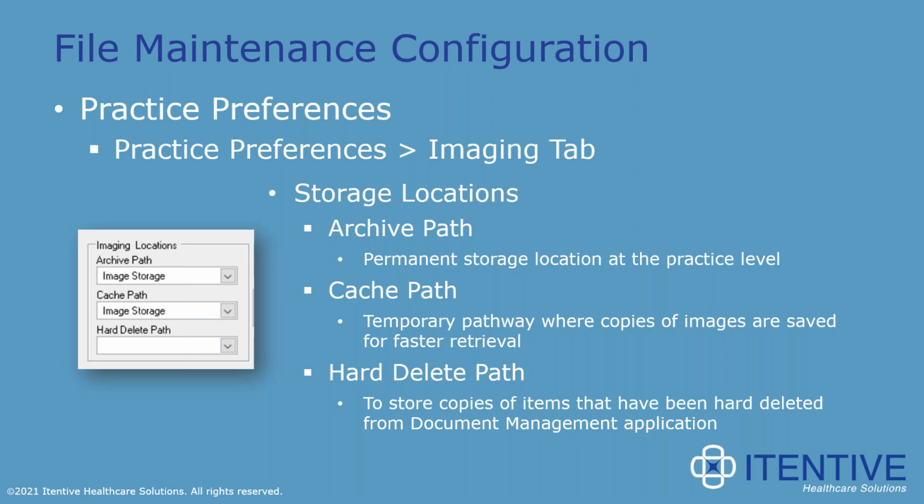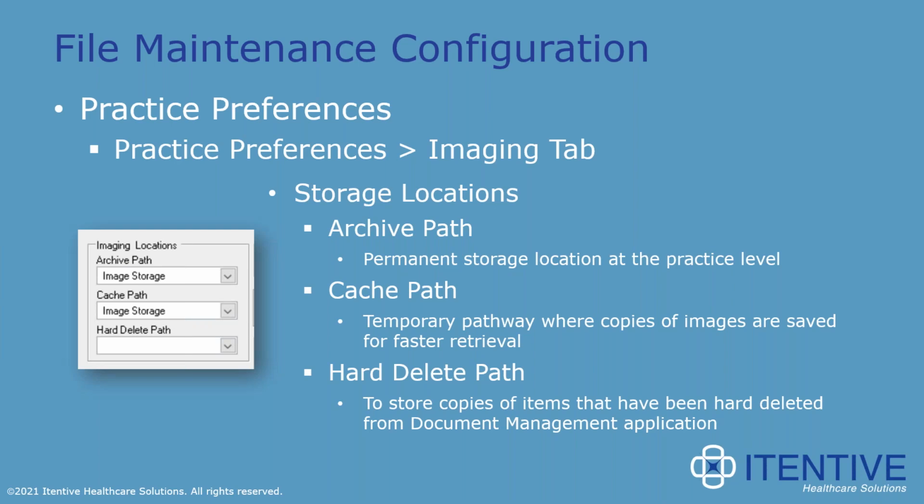If you remember, we talked about setting those up in our storage locations master file. There are actually three options for the storage paths. The first is the archive path. The archive path is a permanent storage location for any of those documents and images that are scanned into document management. The second path is what we call our cache path. The cache path is used to temporarily save copies of those images to help with faster retrieval.